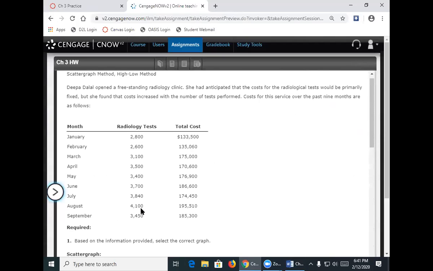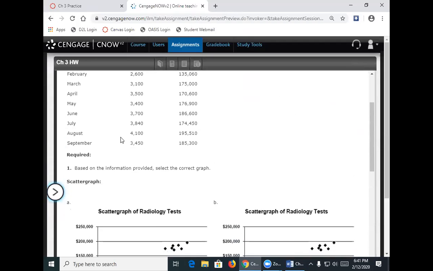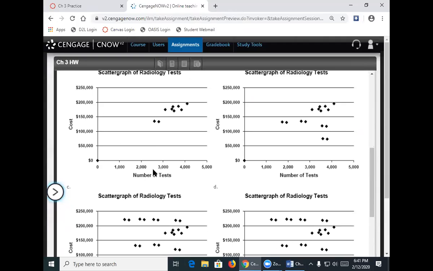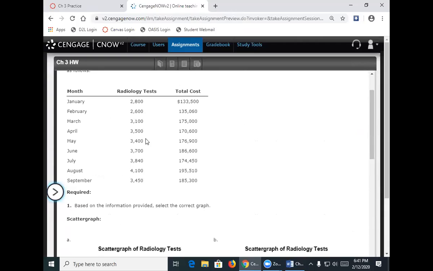But the way to double check is you could actually just plot it, right? Like I could look for January, 2,800 tests, 133,500. So I would just eyeball it and it looks like, okay, that's right for January. That's a point. It's one of these points. So it could be either A or B. Most of the time you can eyeball and get a good idea and then just check a few points to see if they line up.